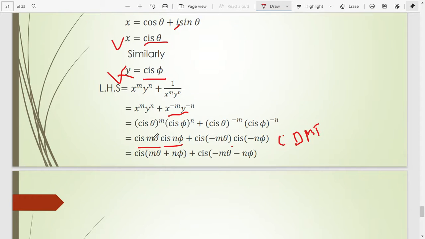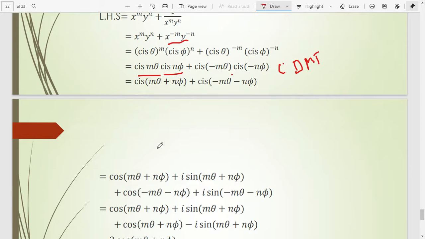So cis theta 1 into cis theta 2 is equal to cis theta 1 plus theta 2. So we write cis m theta plus n phi plus cis minus m theta minus n phi. So now we write in cos and sin form. So cos m theta plus n phi plus i sin m theta plus n phi, and cis minus m theta minus n phi is equal to cos minus m theta minus n phi plus i sin minus m theta minus n phi.